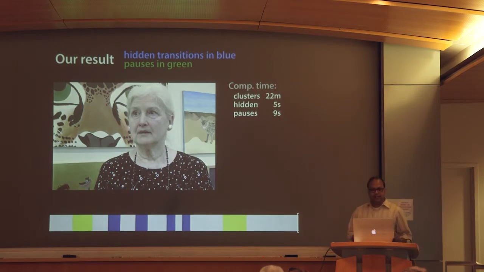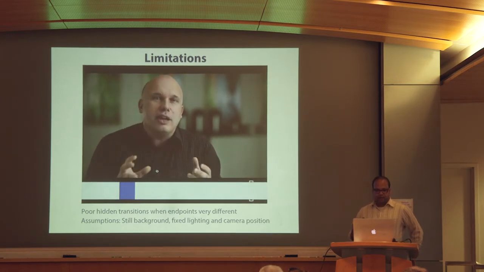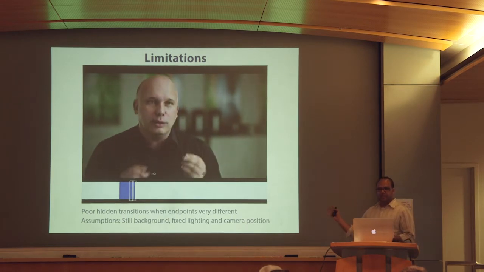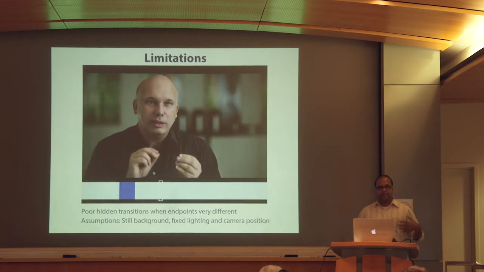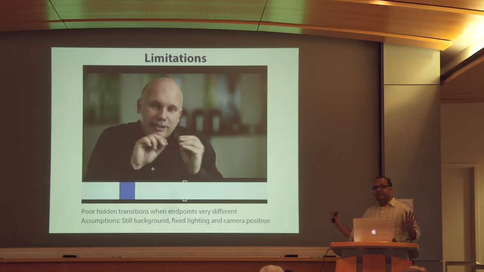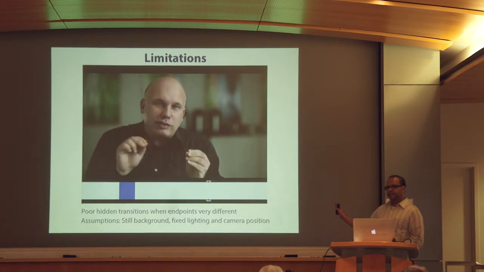Okay, so that's what our system can do. Now, I should point out that there are, of course, limitations to this work. Here, our system has to transition from a frame in which the hands are not visible to one in which they are visible. So the hierarchical graph that we constructed doesn't contain a smooth path to bridge this cut, and we get this funny-looking result. Our approach also depends on some assumptions about the background, the lighting, and the camera position, in particular that all of these are fixed. And so there is some future work to relaxing these assumptions.